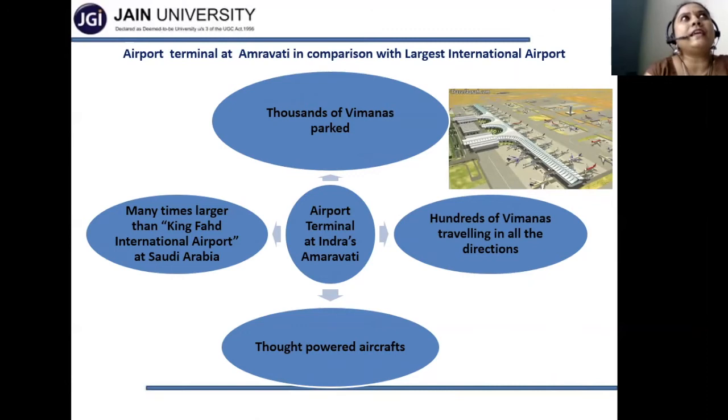if we have to imagine an airport which can park thousands of Vimanas, the first thing that comes to our mind is King Fahad International Airport in Saudi Arabia. But even King Fahad International Airport will not have parking space for thousands of Vimanas. That means Indra's Amaravati should be many times larger. Even now we never get a chance to see hundreds of Vimanas traveling in all directions, but during Dwapara Yuga itself, that technology was prevalent.